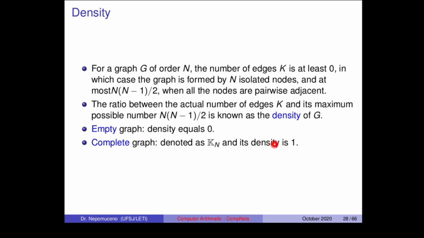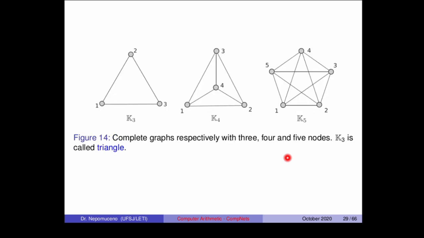graph is formed by n isolated nodes, and at most n times (n minus 1) divided by 2, when all the nodes are pairwise adjacent. The ratio between the actual number of edges k and its maximum possible number is known as the density of G. For an empty graph, of course, the density equals 0. A complete graph, denoted Kn, has density 1.